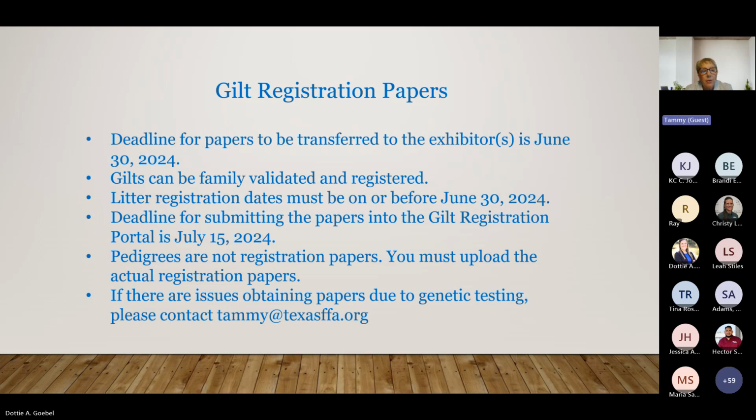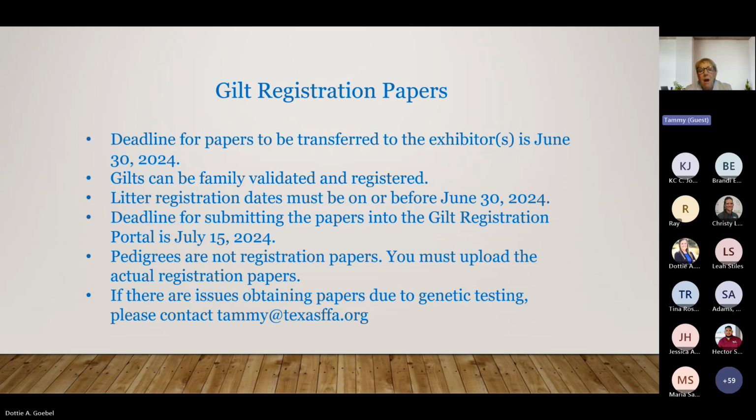As of 2 years ago, gilts can be family validated and registered. What this means is that if a family has 4 or 5 kids and all kids are eligible to show, then all kids' names can be on the validation forms and or the registration papers. So if you've got Jimmy and Tom and Sue and Mary, all 4 names can be on those registration papers, which will allow any of those 4 kids to show. Please keep in mind that they all have to be eligible per show rules.